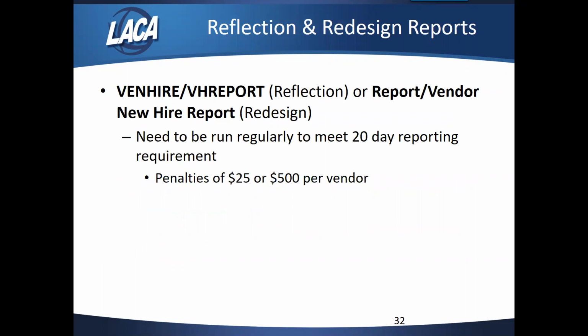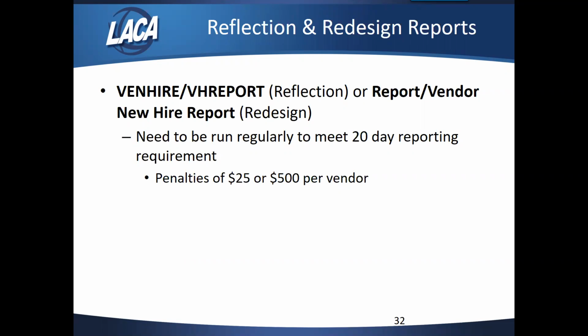Then going forward, as you process check runs, you should be running reports regularly to see which vendors have met that $2,500 minimum requirement based on the payments that you've just issued. So in Classic, under the Ven Hire menu, you would run VH Report, or in Redesign, you would go to the Report menu and select Vendor New Hire Report. So that's on the Report menu, it's not in the Report Manager.